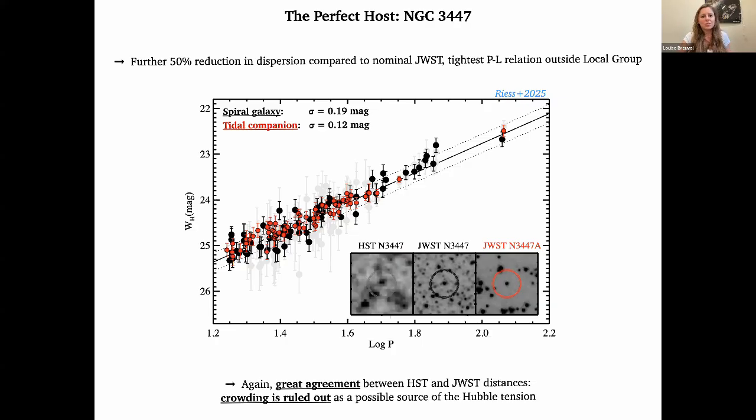So in conclusion, about this host, what we can say is there's again great agreement between HST and JWST distances. And for sure, now this shows us that the crowding is completely ruled out as a possible source of the Hubble tension.